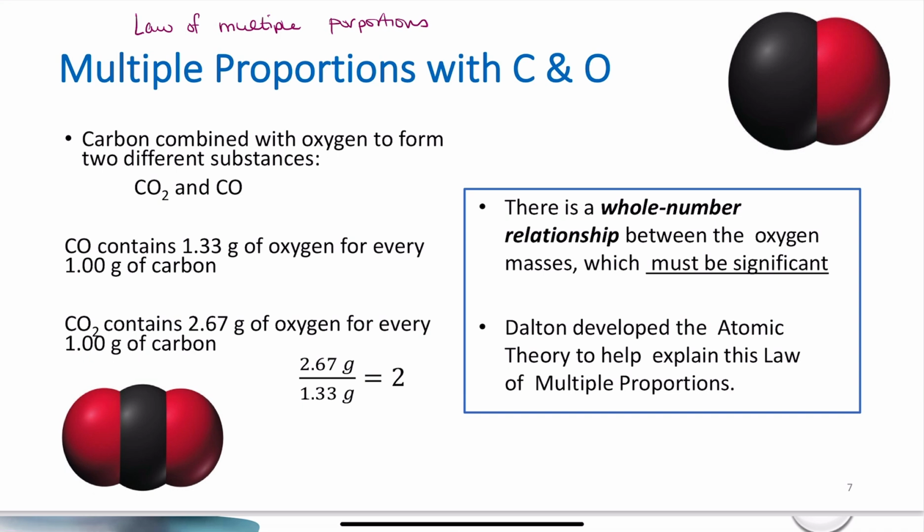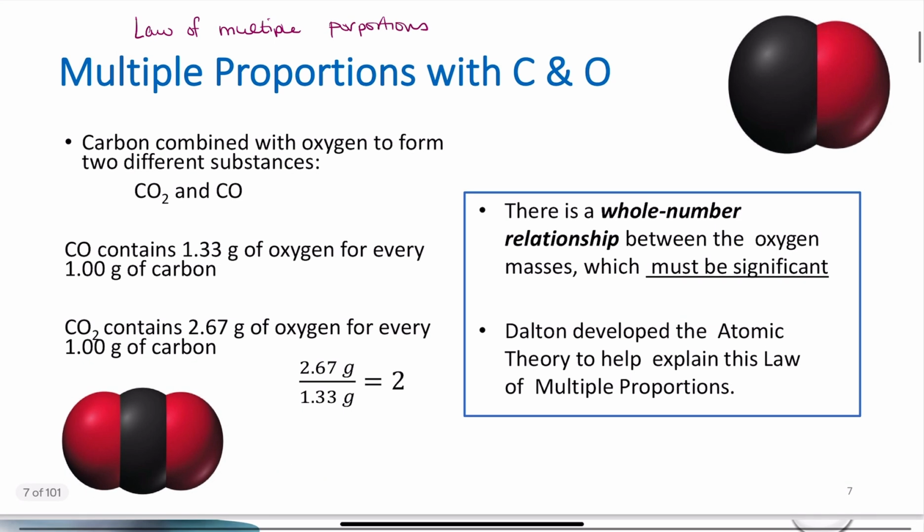Carbon monoxide contains 1.33 grams of oxygen for every 1 gram of carbon. CO2 contains 2.67 grams of oxygen for every 1 gram of carbon. And notice the ratio there. 2.67 grams of oxygen to 1 gram of carbon versus 1.33 grams of oxygen to 1 gram of carbon. The ratio there is a 2. So there's always a whole number relationship between the oxygen masses. This has to be significant.